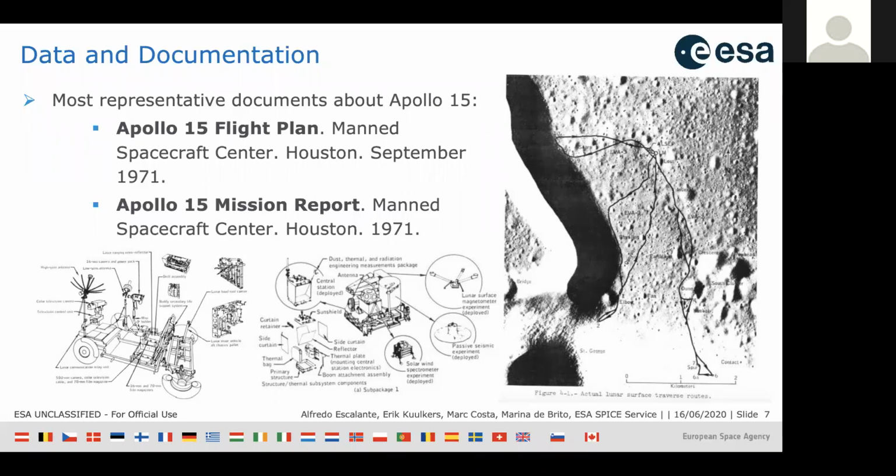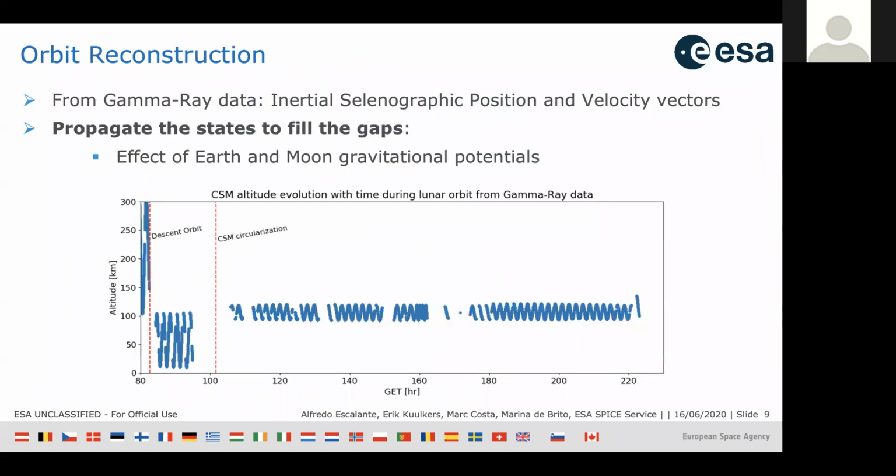You can find some drawings like these ones of the rover or the surface experiments. And also you have some pictures like this one on the right describing the landing site and the distribution of the experiments in the landing site. So that's about some of the documentation, but of course we need geometric data.